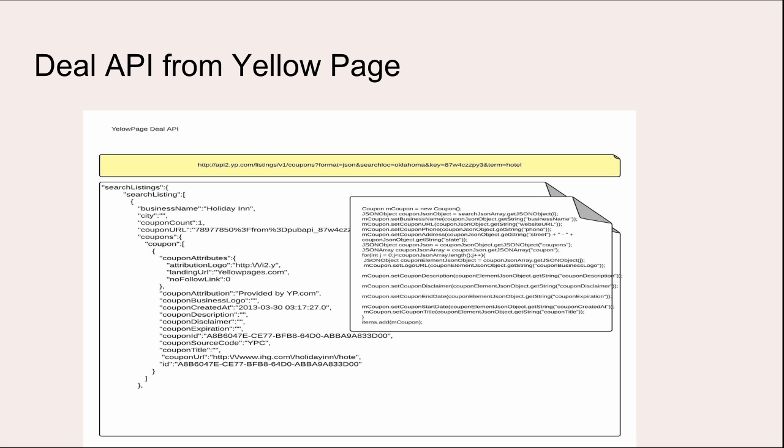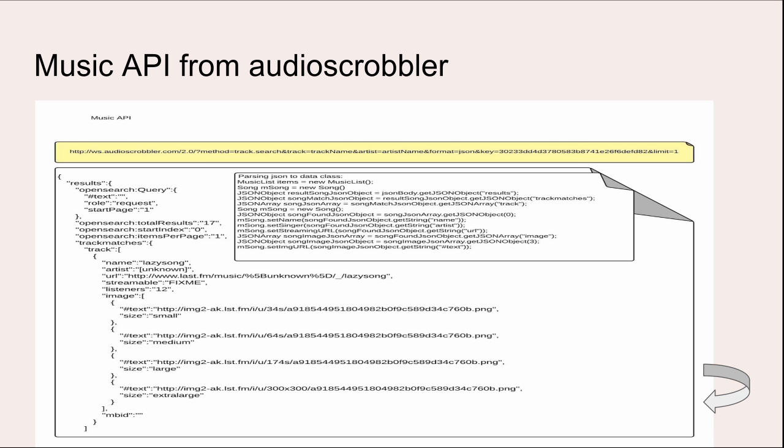This is the code listing for the Yellow Page View API, and this is the JSON returned from this API. Next one is the Music API and the JSON returned from the Music API.